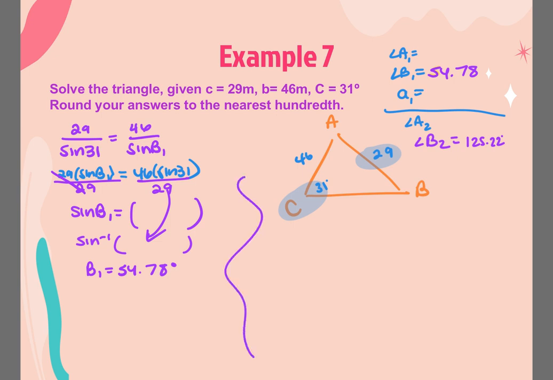So on triangle 1, I've got angle C, which is 31, angle B1, which is 54.78. So if I want to find angle A1, I'm going to do 180 minus those other two. So 31 and 54.78. 180 minus 31 minus 54.78. And I get angle A1 is 94.2.